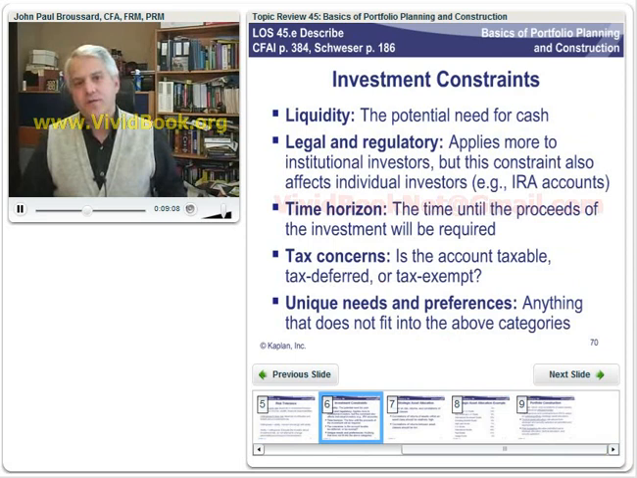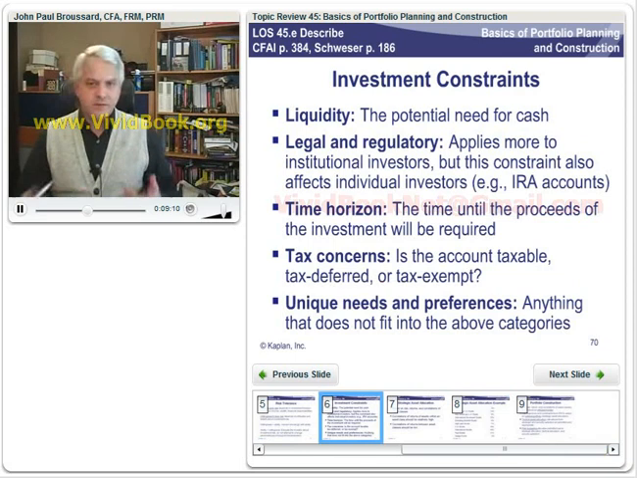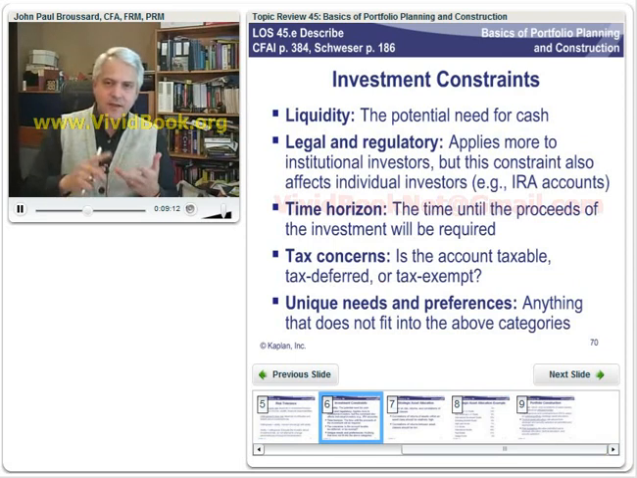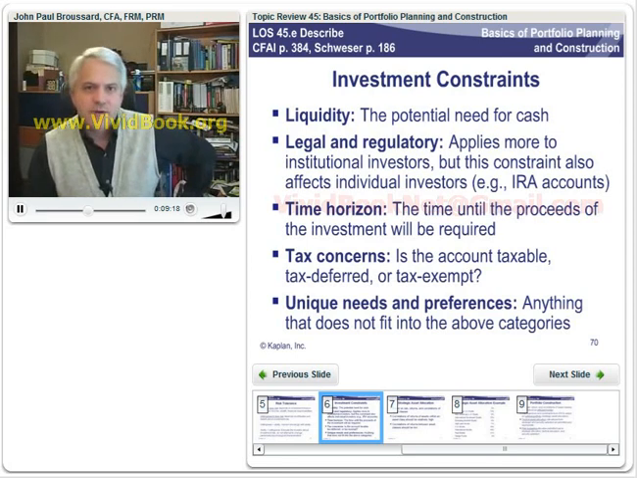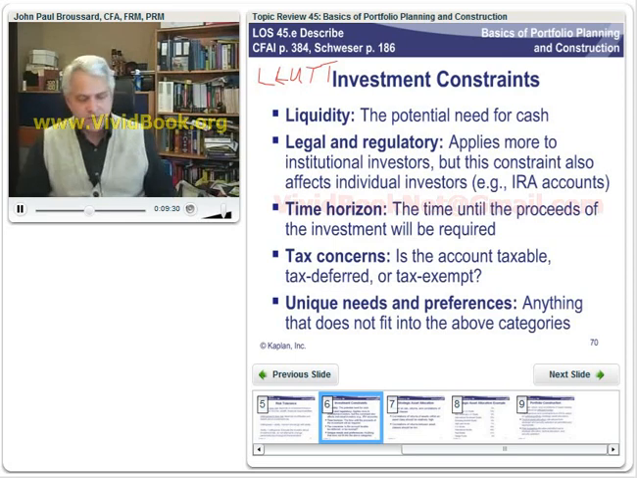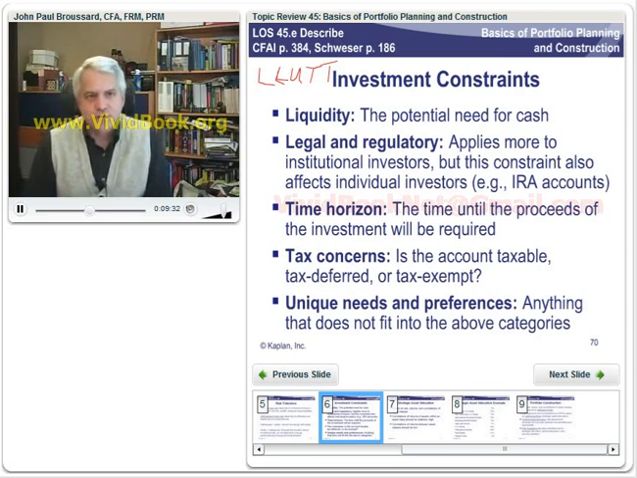And so when we think about these constraints, what are the specific constraints? Well, they're legal, liquidity, time horizon, taxes, and unique characteristics. There are lots of different mnemonics out there in the marketplace, but to remember the constraints that help me determine the overall risk tolerance of an investor, I've always used the mnemonic LUTT for liquidity, legal, unique, taxes, and time.